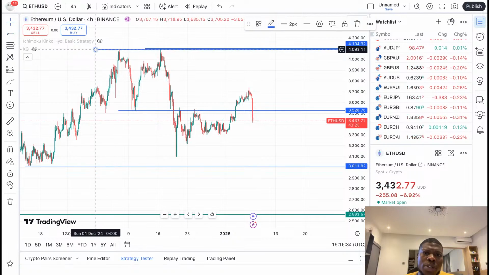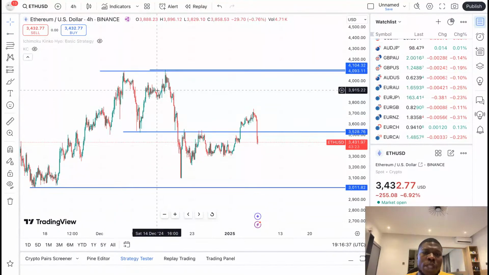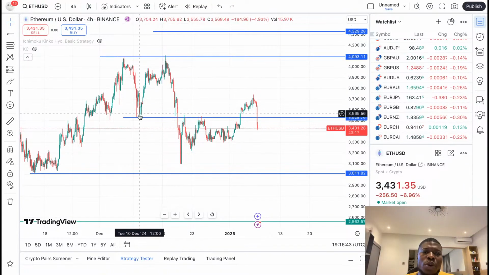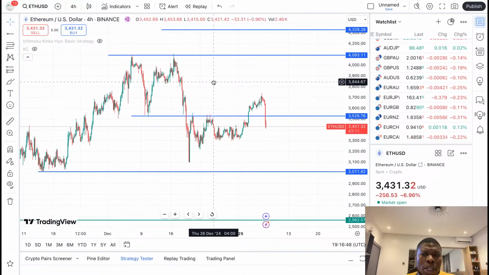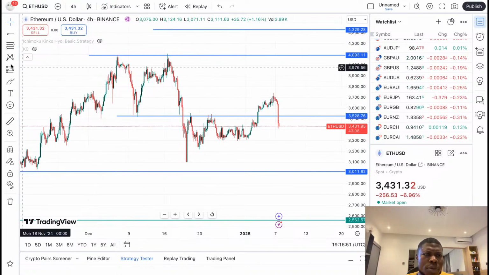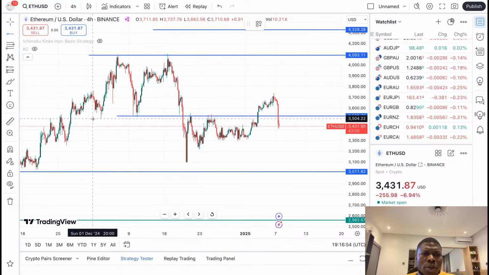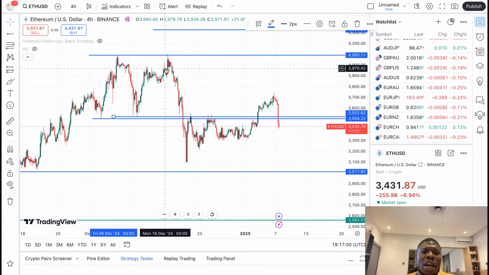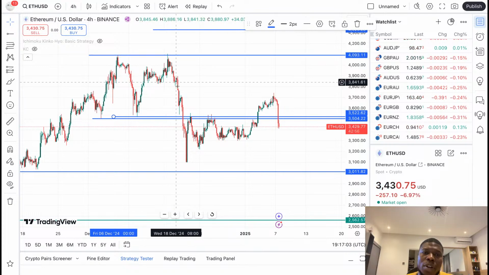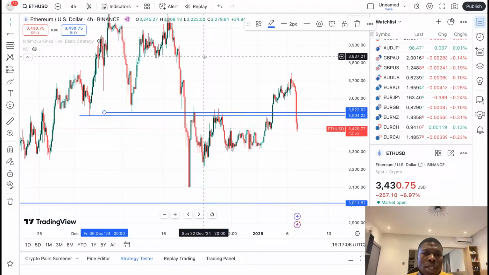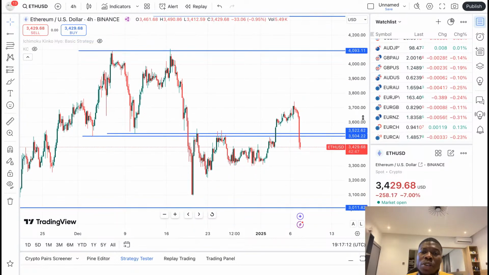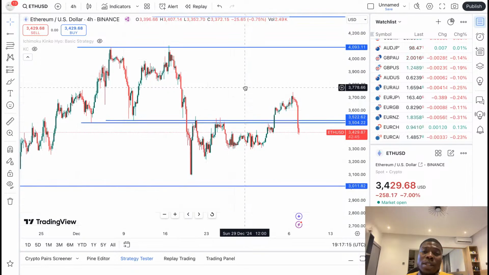I want to explain what happened at this region. So Ethereum moved, made the high here, and it moved below the low of this region. Then again, moved below the low of this region again after making a high here. So right now we could see that this is a downtrend. Ethereum is in a downtrend as it stands.